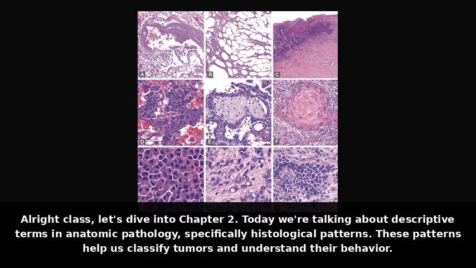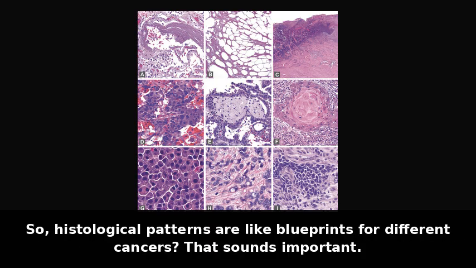All right, class, let's dive into chapter 2. Today we're talking about descriptive terms in anatomic pathology, specifically histological patterns. These patterns help us classify tumors and understand their behavior. So, histological patterns are like blueprints for different cancers.